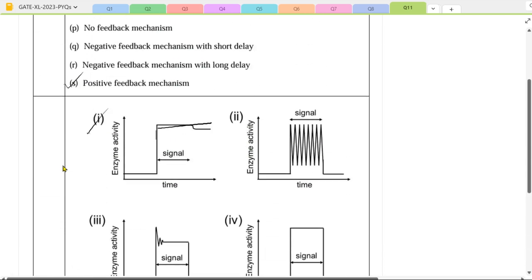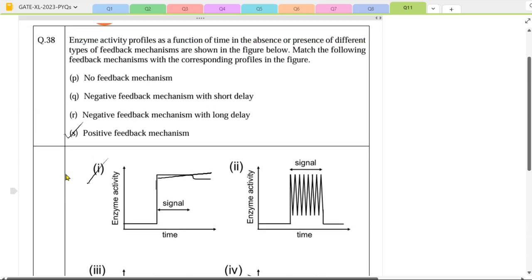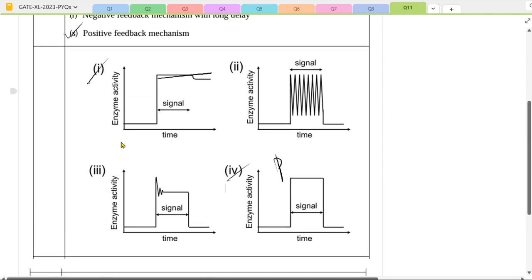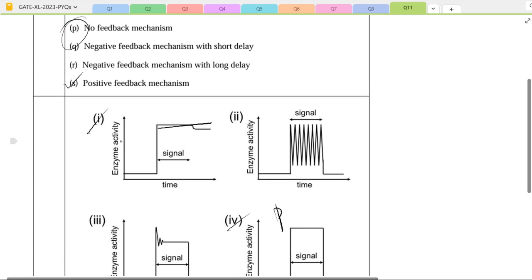And for the no feedback mechanism, basically this first option, it is going to be option 4. So here P corresponds to option 4. This is because the enzyme activity increases and then decreases. This could be due to consumption of the enzyme and is not based on the product. However, if you look at the other two graphs, enzyme activity corresponding to time, and look at the signal, there is a negative feedback mechanism here.